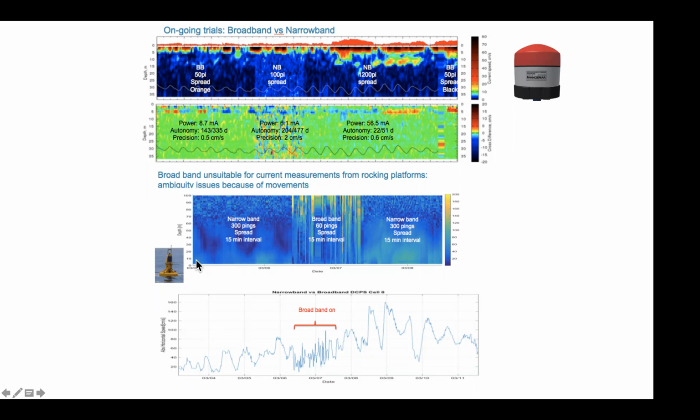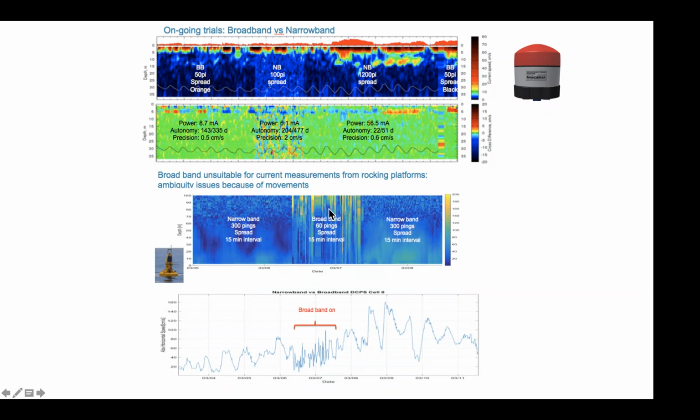This is current data. Time is here, depth is here. It's a Doppler current profiling sensor looking downwards. So you see you have a range of about 70 meters in this case. First, we use narrowband, 300 pings, and the data quality, the noise level, is low. And you can see the speeds here. The speed scale here is from 0 to 200 centimeters per second.